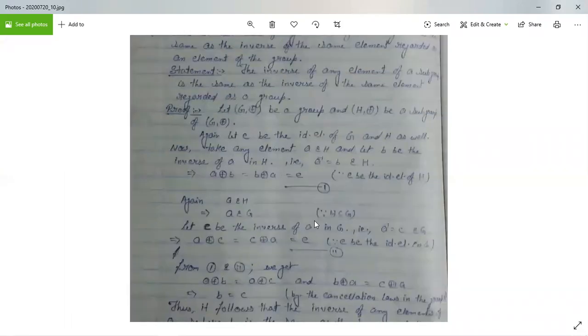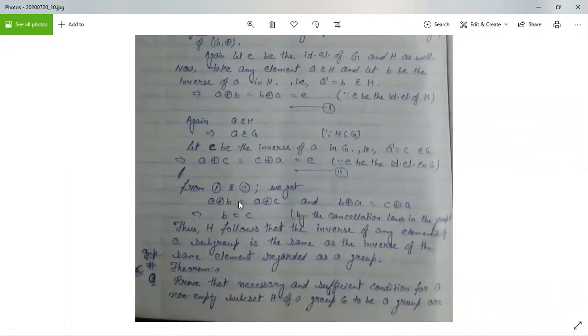Now from equations 1 and 2, we get a ∘ b equals a ∘ c and b ∘ a equals c ∘ a. From the first part, we cancel a from the left, and from the second part, we cancel a from the right. When we cancel a from the left, we get b equals c with the help of the left cancellation law, and when we cancel a from the right, we get b equals c from the right cancellation law. That means finally we get b equals c by using the cancellation law in group G.